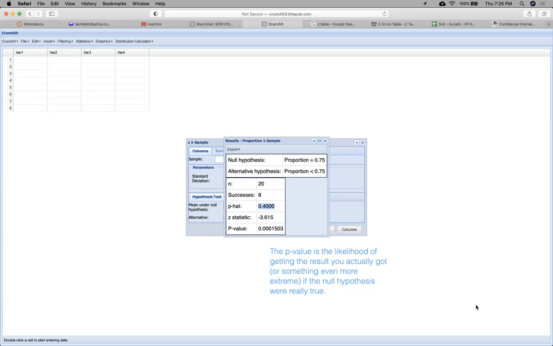So in this case, there's a 0.00015 chance of getting 0.4 or something even less than 0.4, more extreme from 0.75. So the chance of getting what you got or something even more unlikely, more extreme, more to the left, is so small that I really don't think this is valid. That's the idea of hypothesis testing.